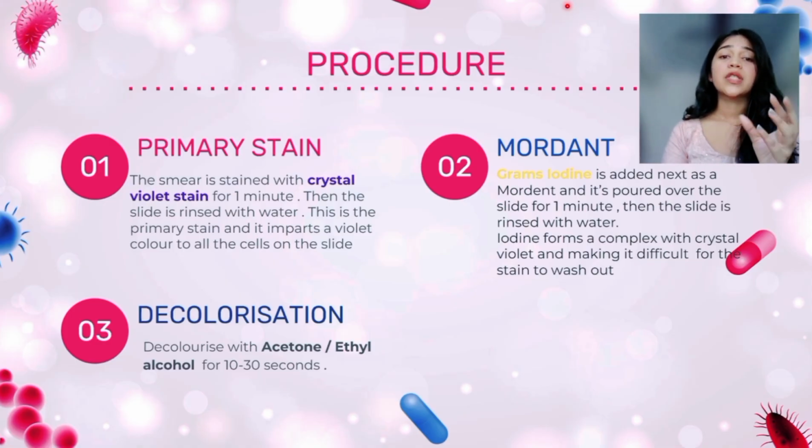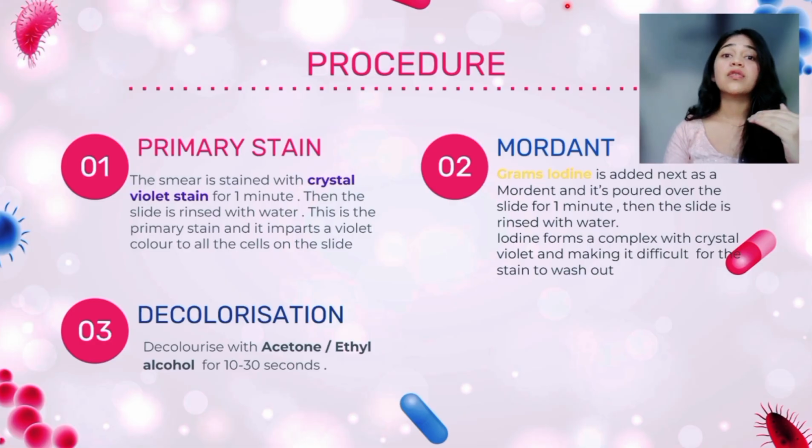In the case of gram-positive bacteria, there is a very thick peptidoglycan layer. As I said already, the gram-positive bacterial cell wall contains a thick peptidoglycan layer. Because of its thickness, the alcohol can't penetrate the cell wall, and it will not decolorize or wash out the primary color that it has already stained.